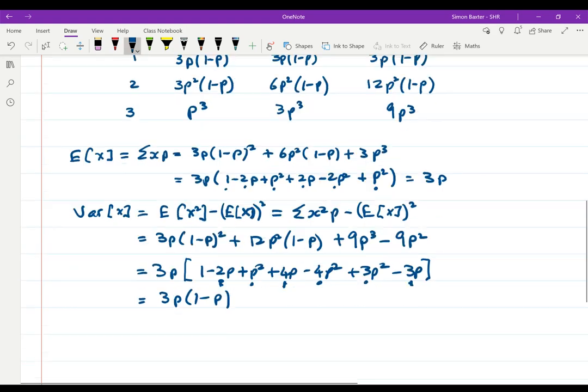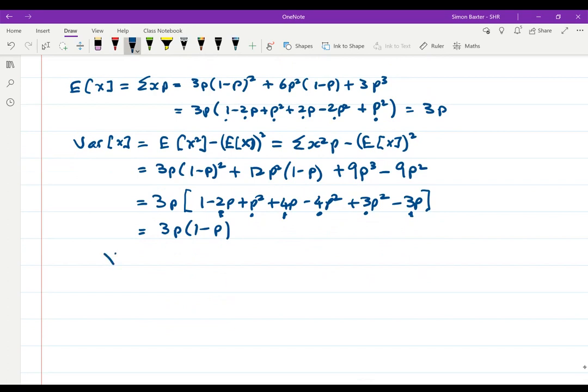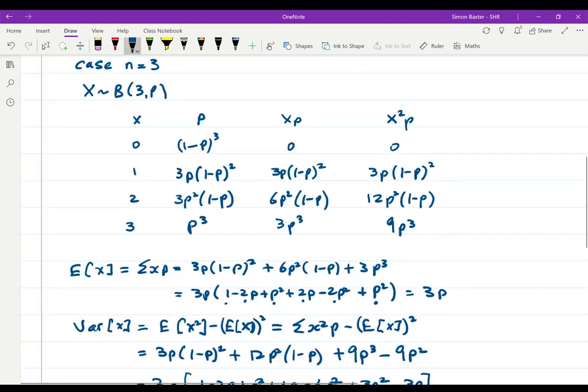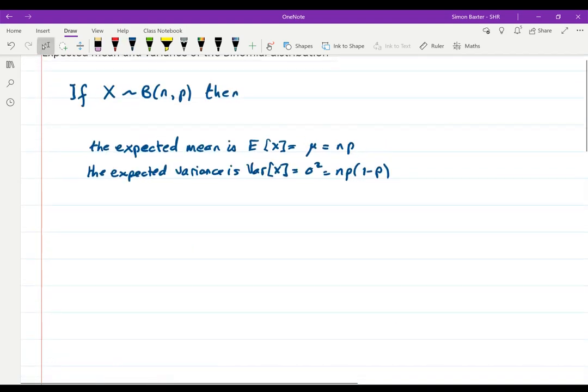So we have shown that when x is binomial with n equal to 3, the expected value of x is 3p, and the variance of x is 3p, 1 minus p, which is exactly what we would expect if we look at the general formula at the top of the page. If I put n equal to 3, then I get 3p, 3p, 1 minus p.